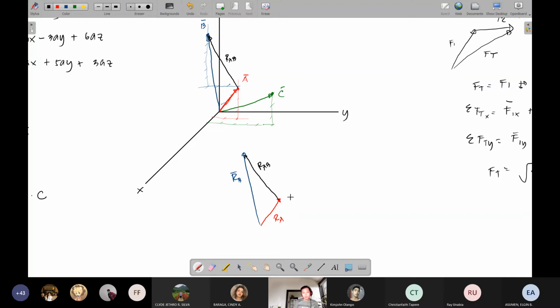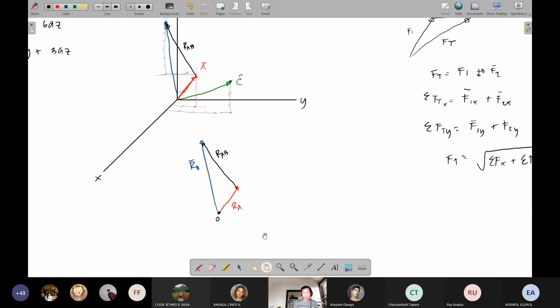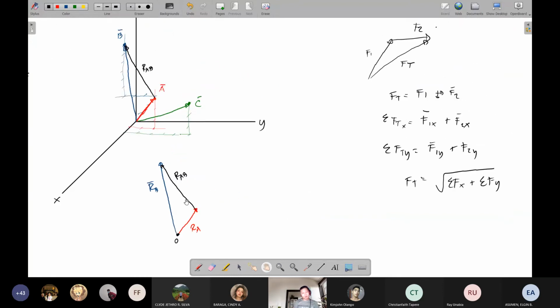Now, from here, since this is the origin, okay? As you can see, F1 and F2 here are like A and AB. And the total would be B. So if we apply the formula here, vector B is the force total, then this is our force 1 and this is our force 2. So it equals vector A plus vector AB.